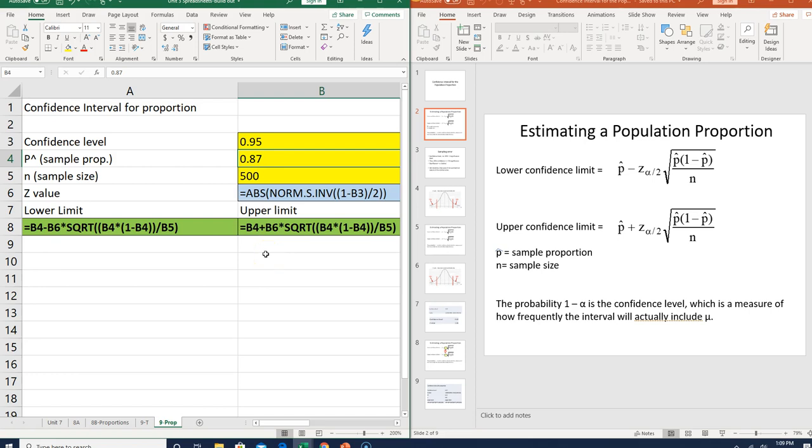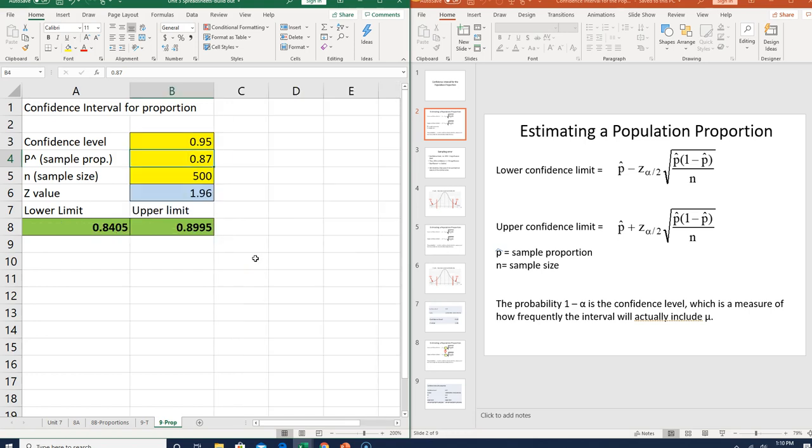And now all I have to do when I read the problem in the homework, the quiz, or on the test is look at what's the confidence level, what's the sample proportion, what's the sample size. And that's all I need, and the rest of it will be calculated for me. If you have any questions, let me know. You really need to build these spreadsheets because doing this formula on the fly is really complicated.